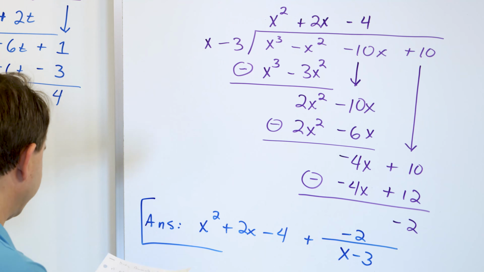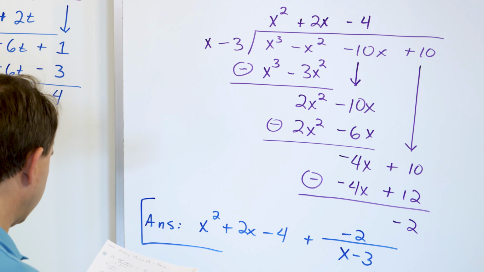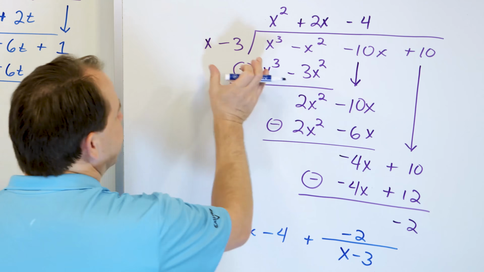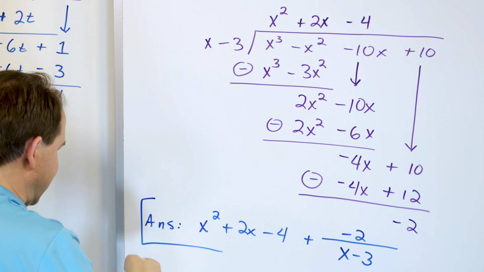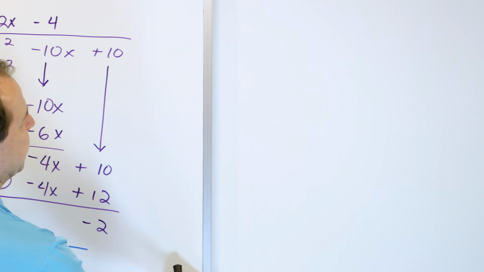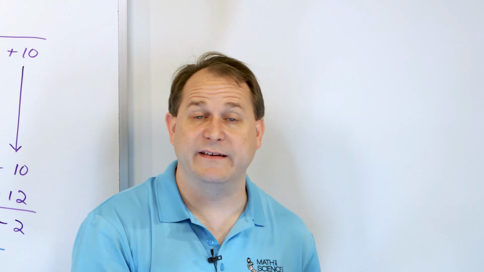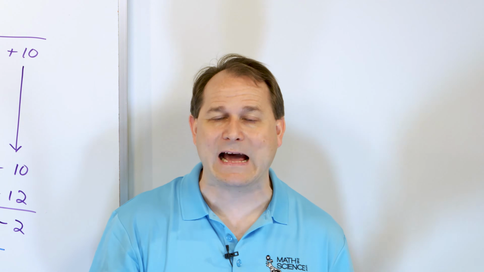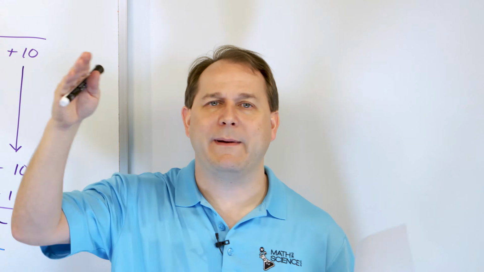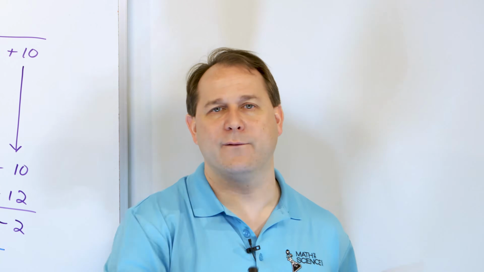Let me just double check myself. x squared plus 2x minus 4 plus negative 2 over x minus 3. The remainder will always be divided by the divisor, what you're dividing by, just as we discussed in the last lesson when we talked about dividing numbers, because the same thing is happening. When you divide something in a calculator and you get 9.5, it's because when you do this process, the remainder you get is a fraction of what you're dividing by.